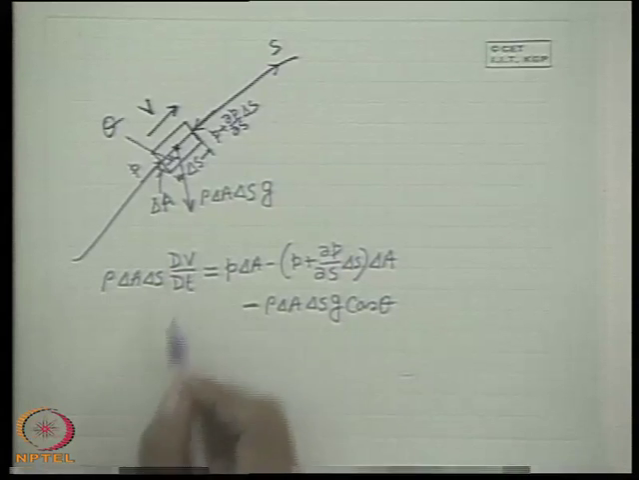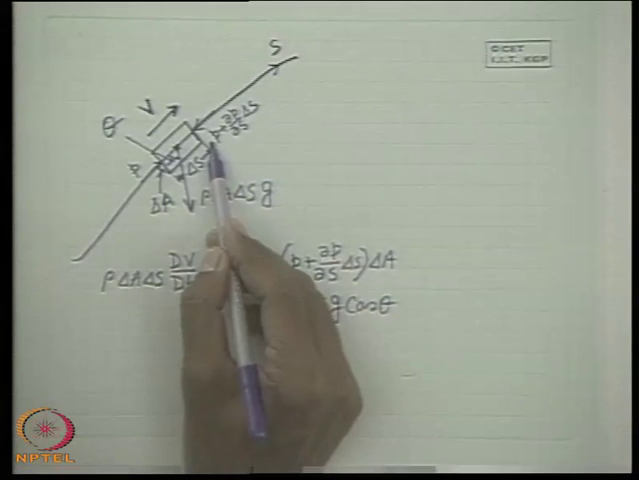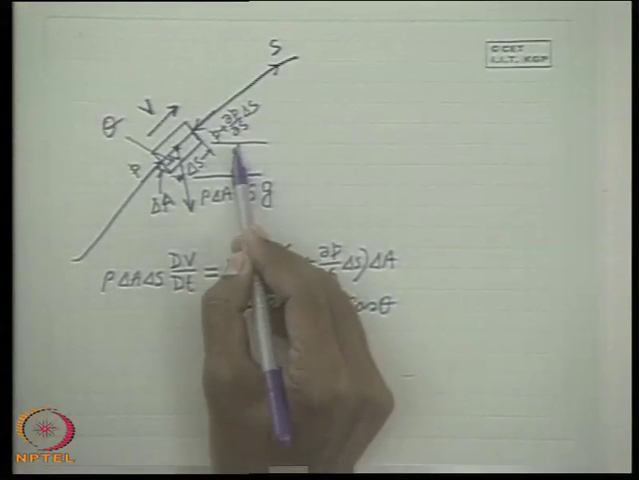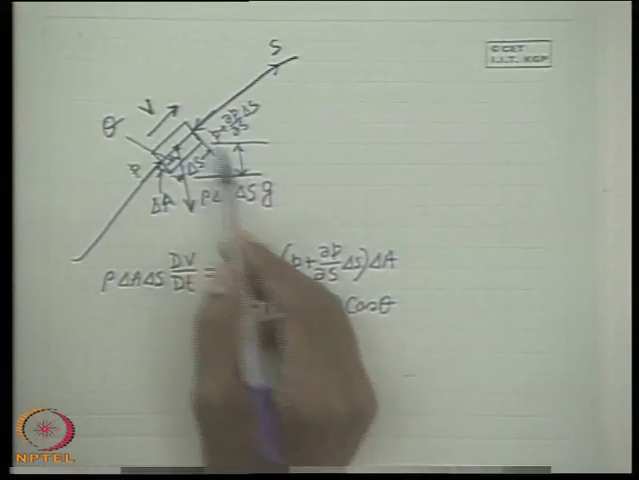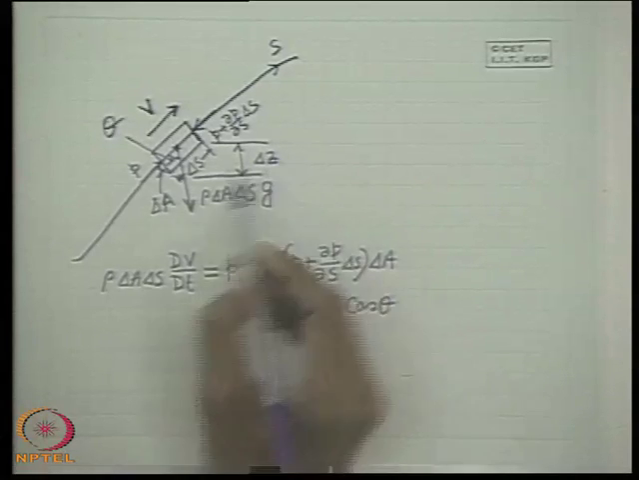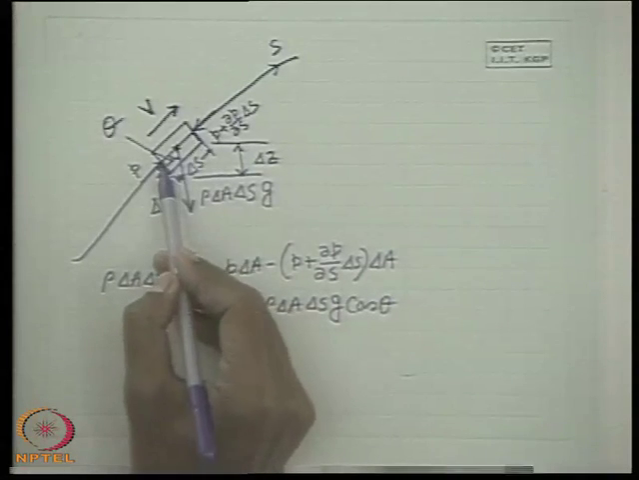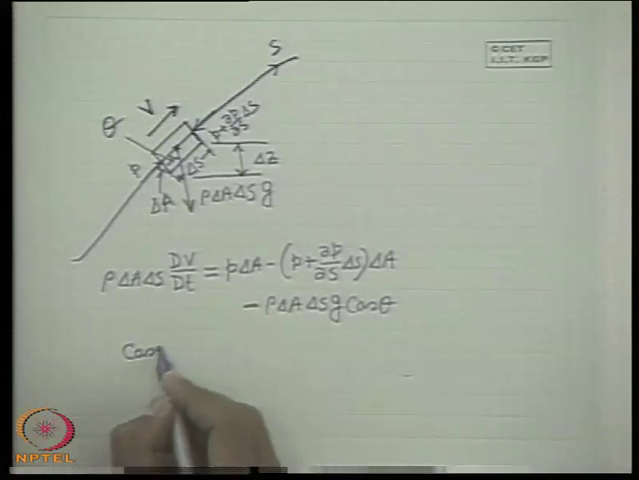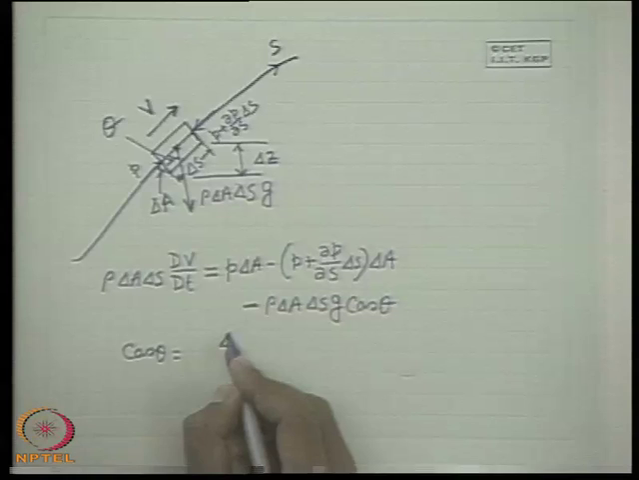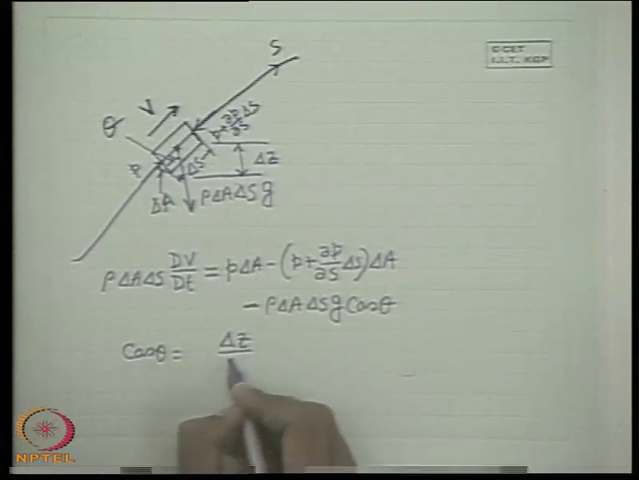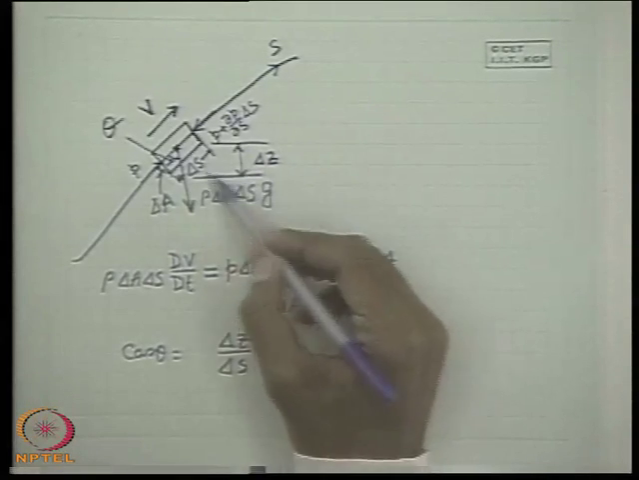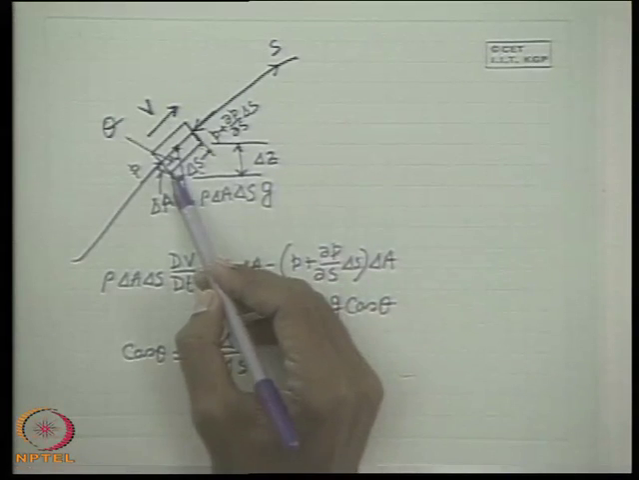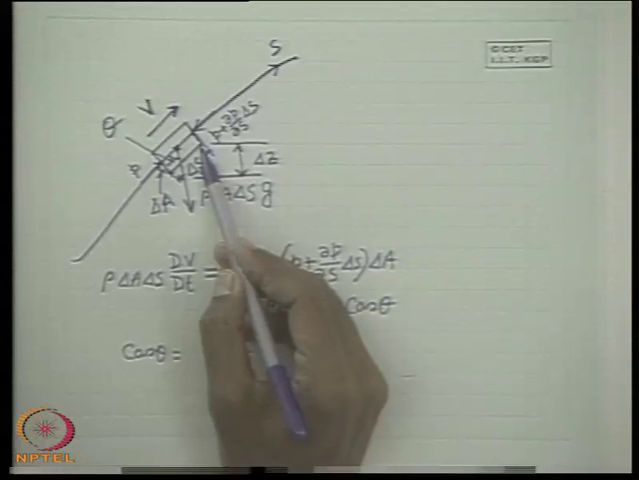Well, now from simple geometry, if we consider the height of this element, the vertical dimension, this is delta z, that means the vertical displacement from this point to this point, then we can write cos theta is delta z by delta s. That is, this vertical displacement divided by delta s, the length, from simple geometry.